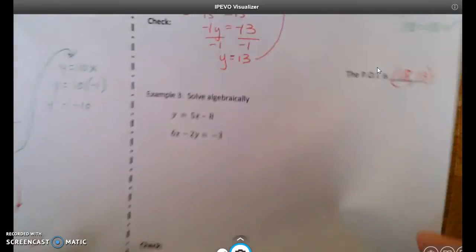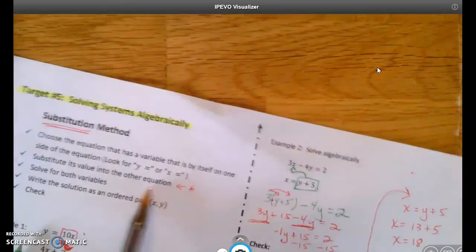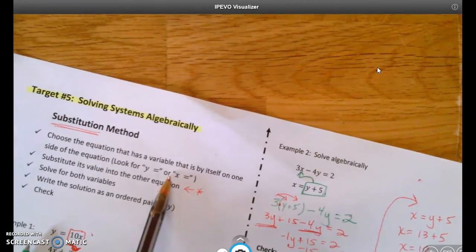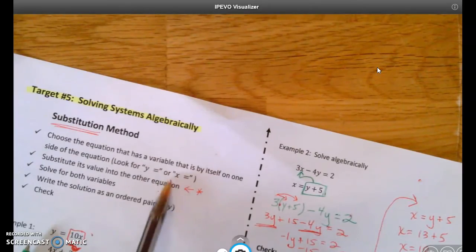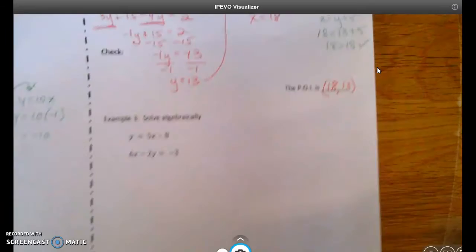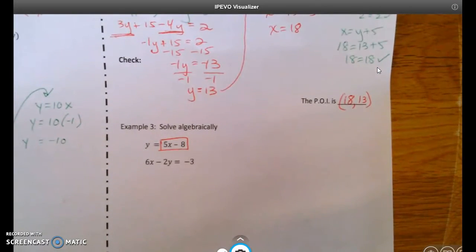So I'm going to get you started on this third example. Remember, step one was to look for one of the equations that has already been solved for y equals, or it may be solved for x equals. That is your clue that you're going to use this value to sub it into this messier equation.